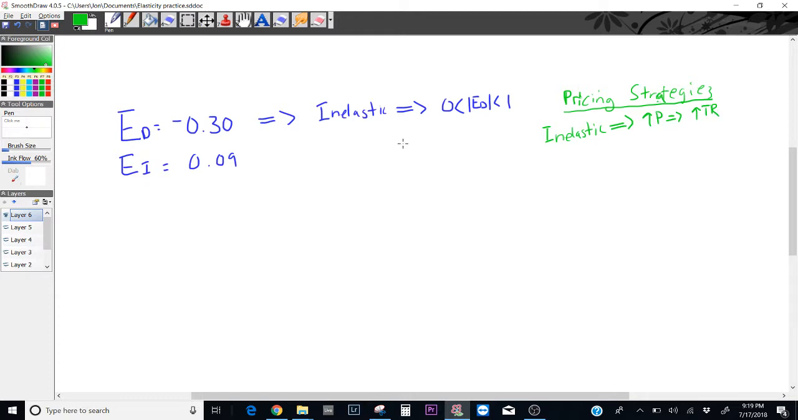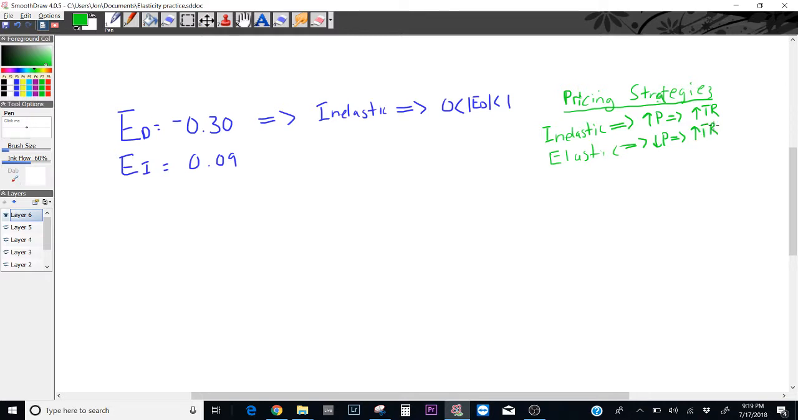So that's why gasoline, since consumers are always going to buy gasoline, if gas stations were to increase the price, we would still buy gasoline, so that would actually increase their total revenue. Now, if you have an elastic good, you would want to decrease the price in order to increase your total revenue.